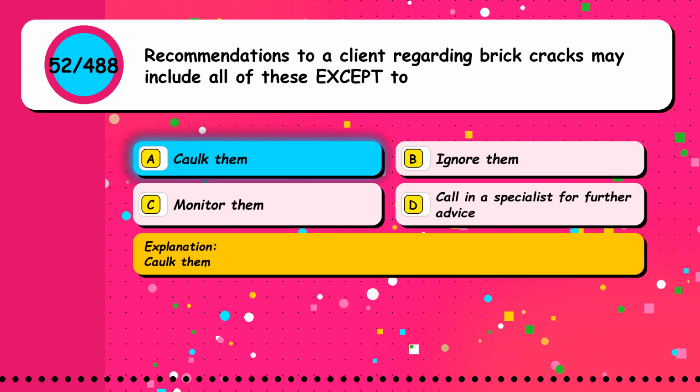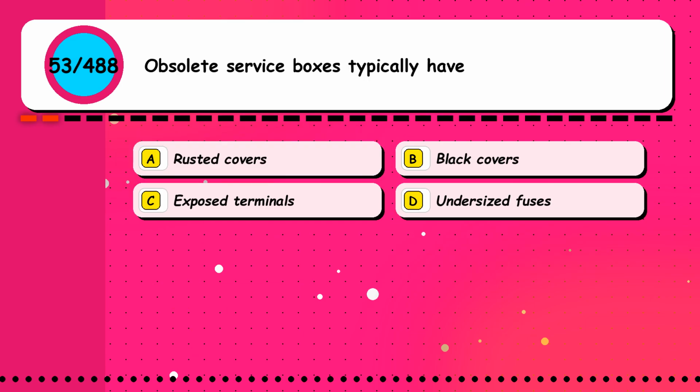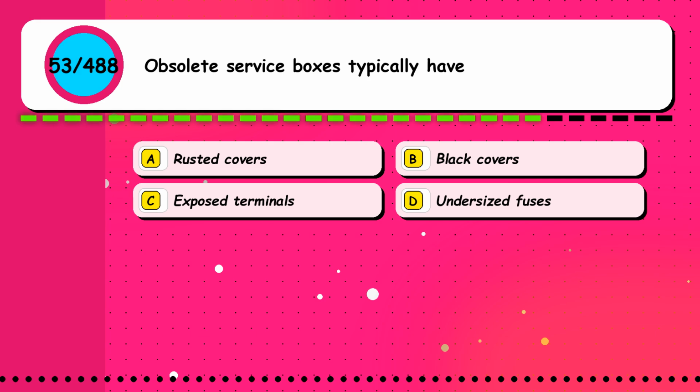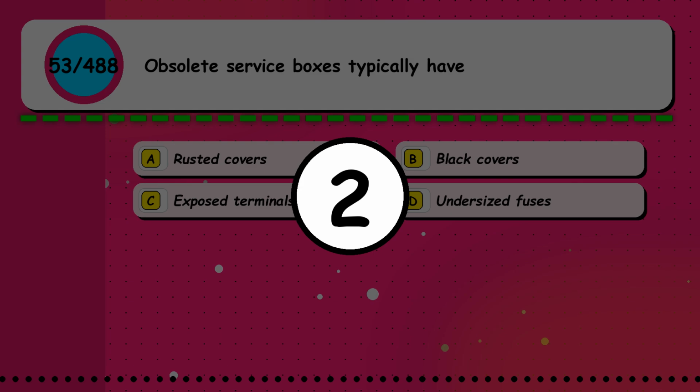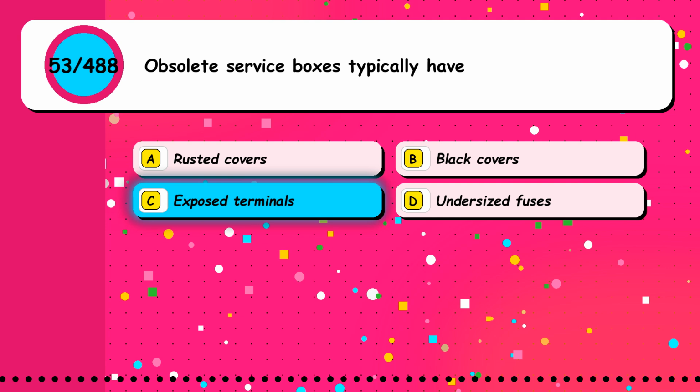Question 53. Obsolete service boxes typically have option A, rusted covers. Option B, black covers. Option C, exposed terminals. Option D, undersized fuses. The correct answer is option C, exposed terminals.